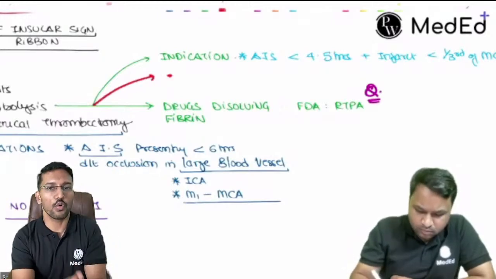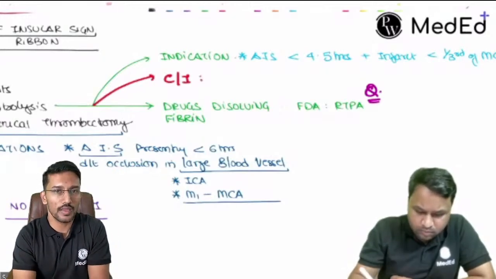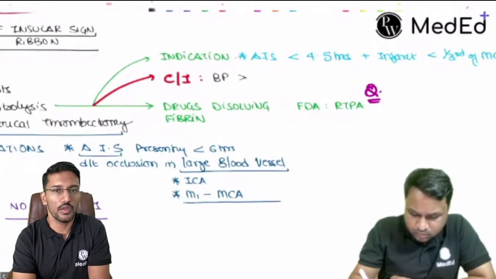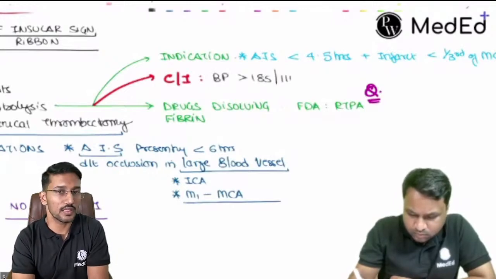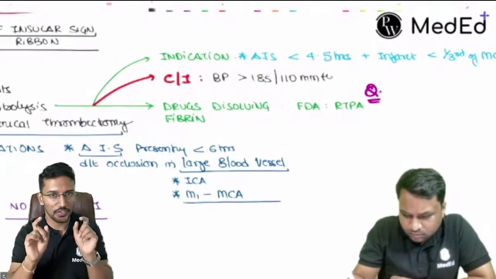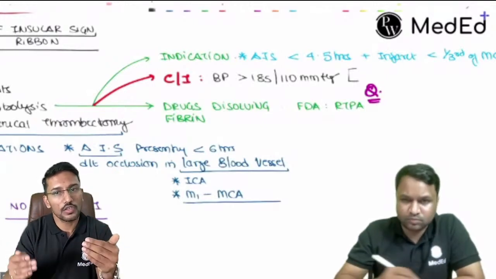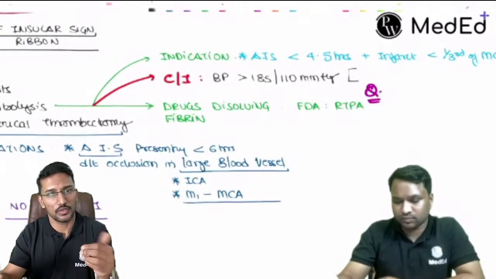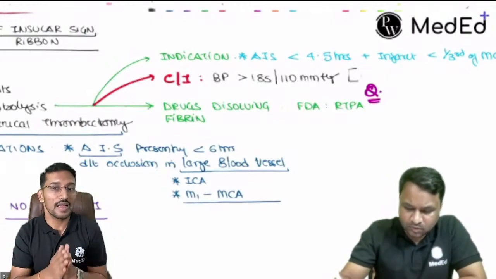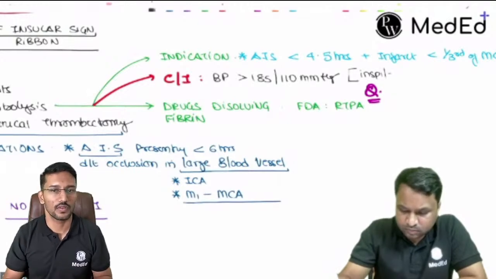Contraindication, BP more than 185/110. BP more than 185/110 is a contraindication, but please mention it in your bracket that it's a contraindication where BP is not controlled to less than this value despite treatment. So in the bracket, we can always mention despite treatment.